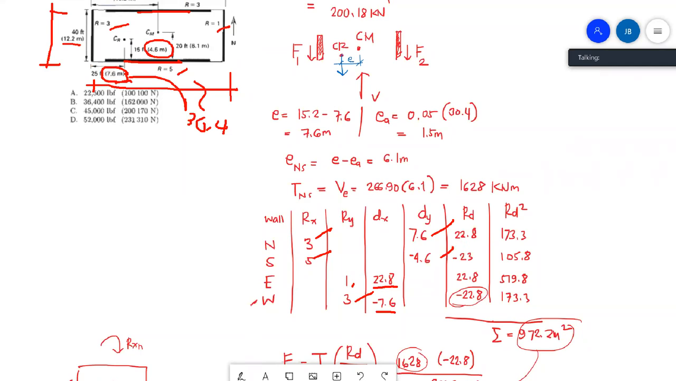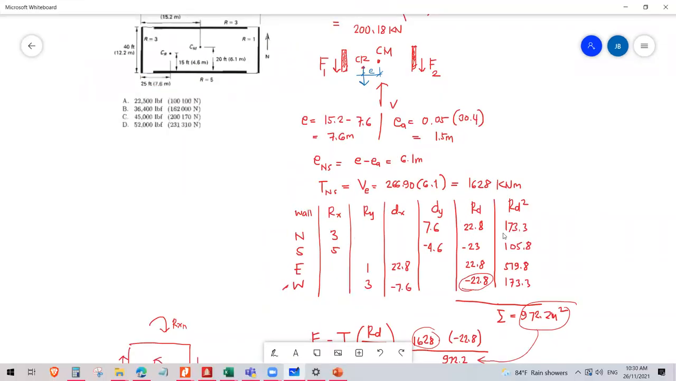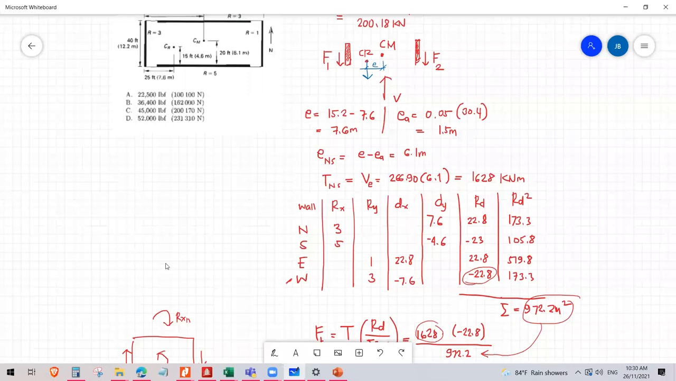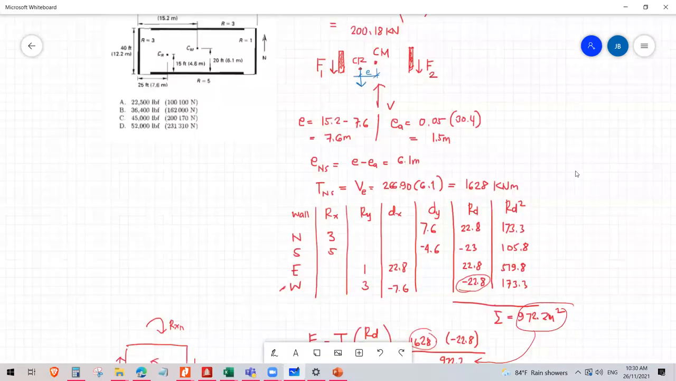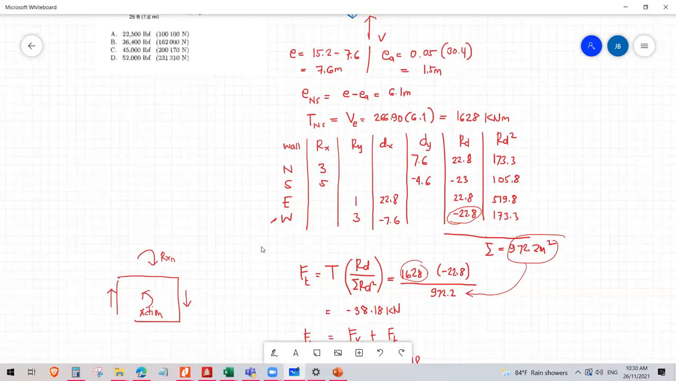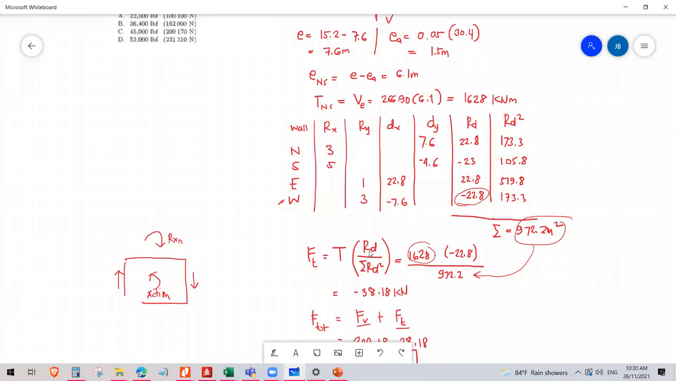Okay, gets, no? That is 7.6, then negative 4.6. Okay, so after that, compute lang R times D and then R D square. Ang question is west wall, no? West wall. So summation of R D square is 972.2, and then plug in the formula for the west wall.